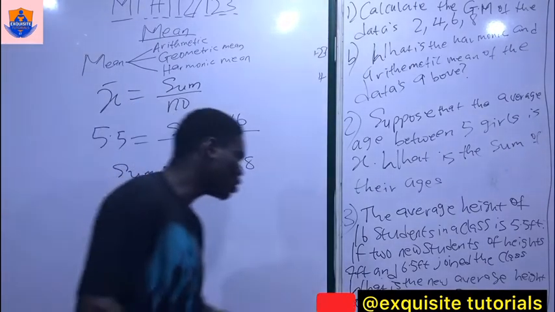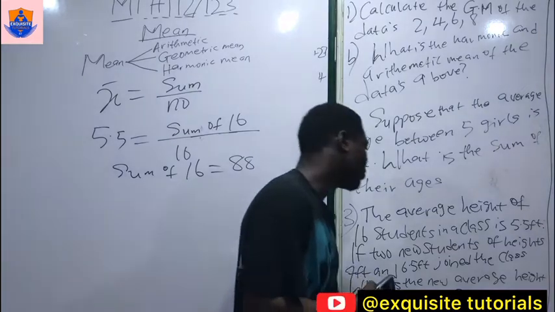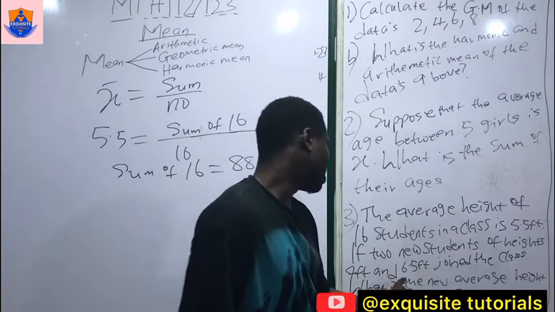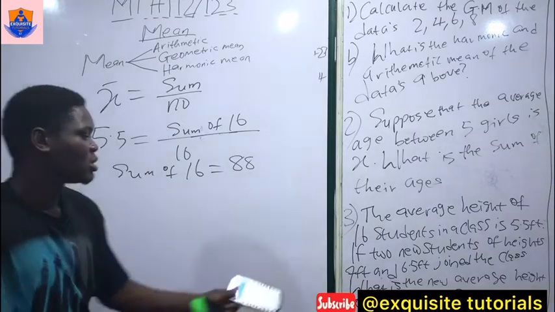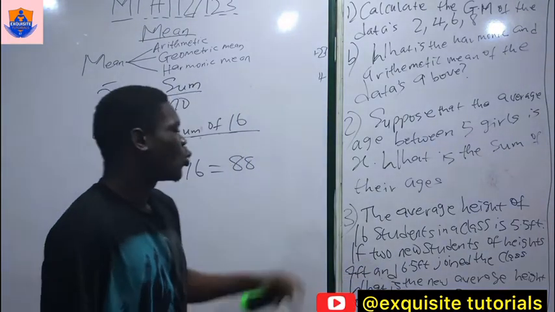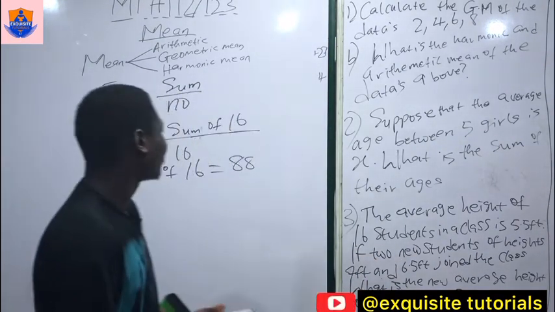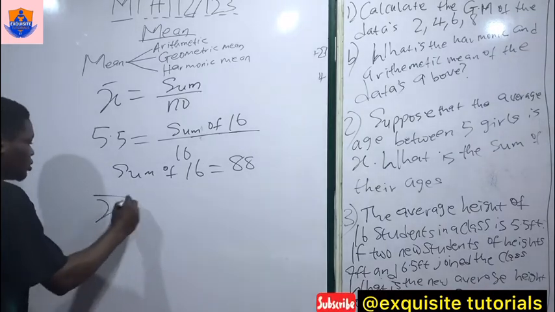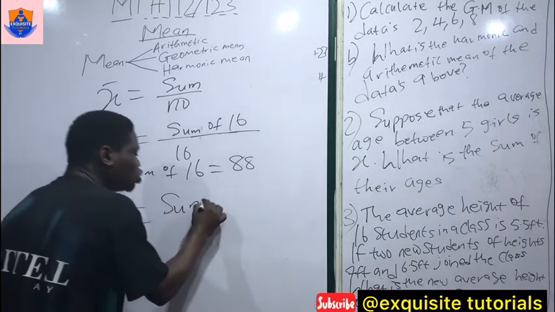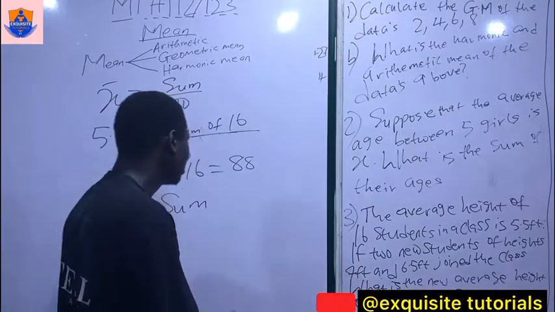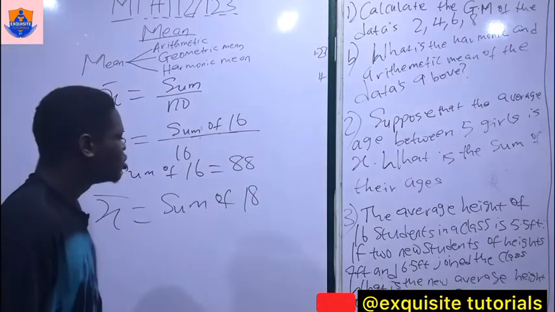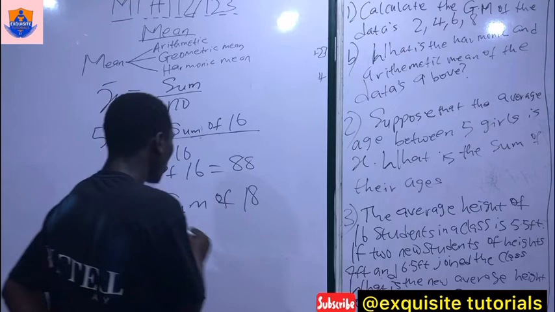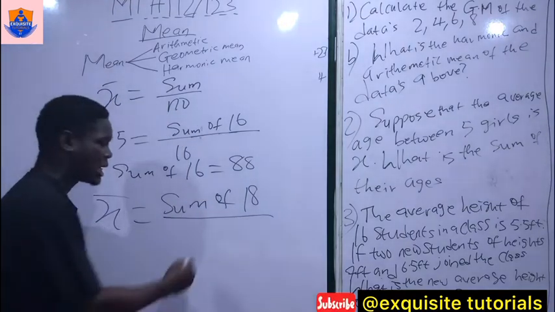Now they said if two new students join the class, and the heights of these students are 7 feet and 6.5 feet, what is the new average height of the class? To get the new average height, we will use the sum of the new number of students in the class. That means sum of the 18 students now, because 2 students have joined them, all over the new number of students, which is 18.